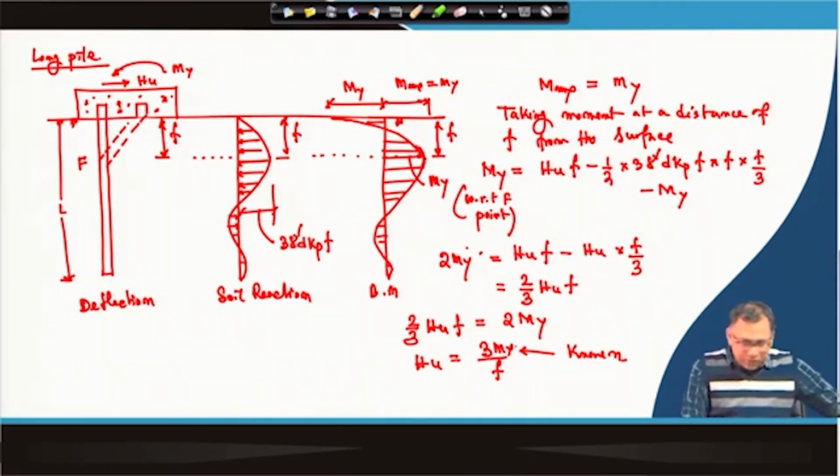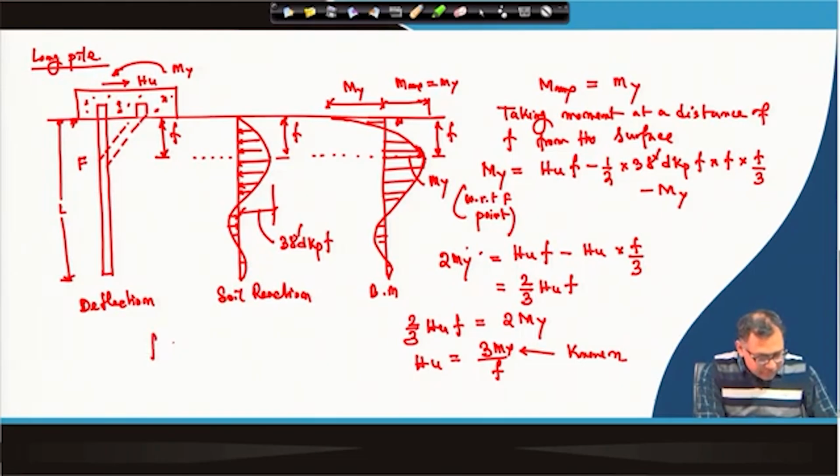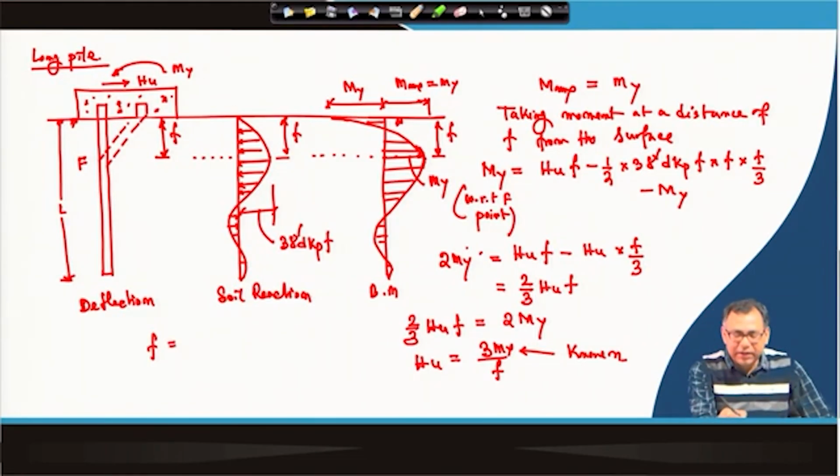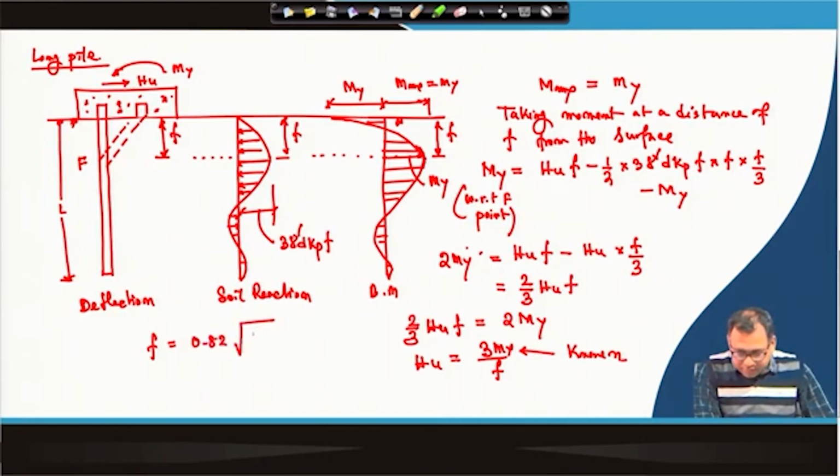Okay. So, now how will I get the f value? Again the f value is equal to the same expression, because here also we assume this is linear above the f point, soil reaction is linear. So, again f will be equal to 0.82 root over HU divided by d Kp gamma dash.